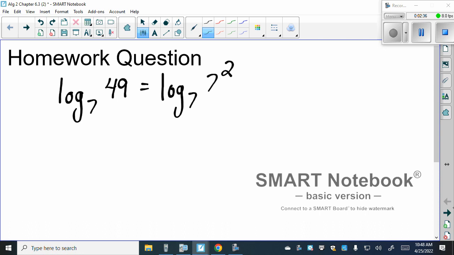Let's go back to what we just had. We already solved this: we know that log base 7 of 49 is 2. What do we have here? We have log base 7 of 7 squared. The base and what's inside the logarithm are the same, so they simplify out, leaving us with 2.